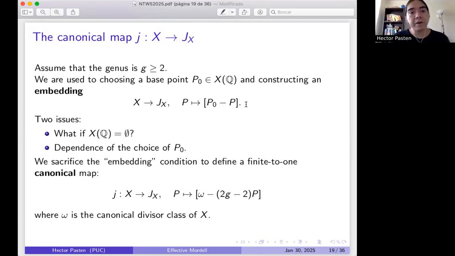So we sacrifice the word embedding, this condition, and we get a finite-to-one map, and this map is completely canonical. The map takes the canonical divisor class minus (2g minus 2) times the point. Okay, and the point is what you're mapping. Now of course this is a degree 0 divisor, so it gives you a well-defined point in the Jacobian. And this map is what we're going to use to map the curve to the Jacobian. It's not an embedding in general, but it's good enough for defining heights.